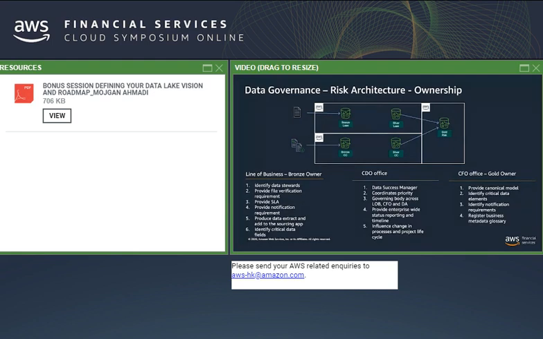In this case, starting from left, the bronze zone is owned by line of business. They identify data stewards. They provide file verification requirements. They provide SLA. They provide notification requirement. Data architecture should know if the SLA is not met, who to send the notification to.